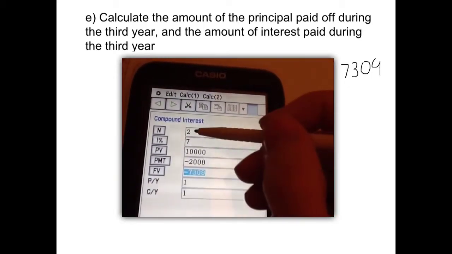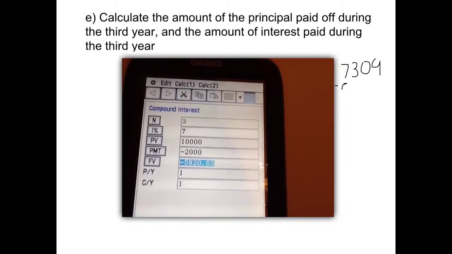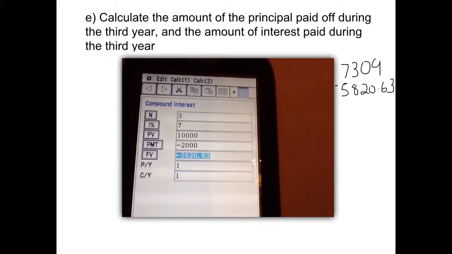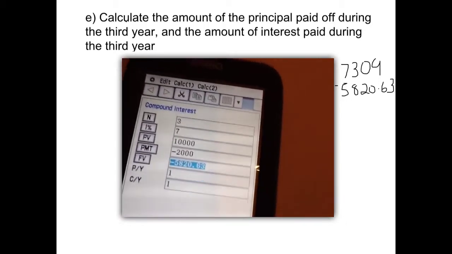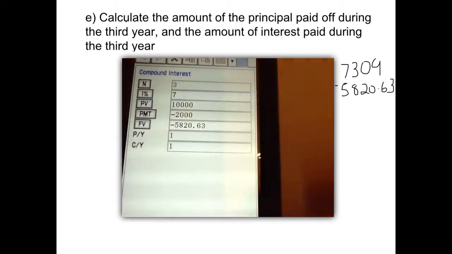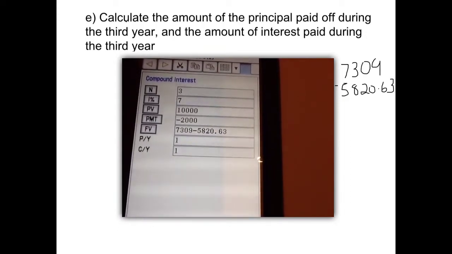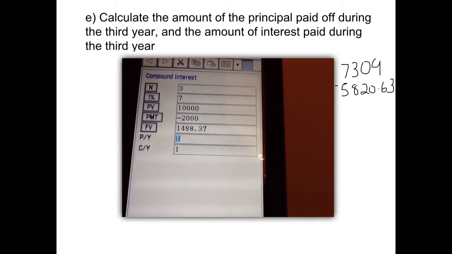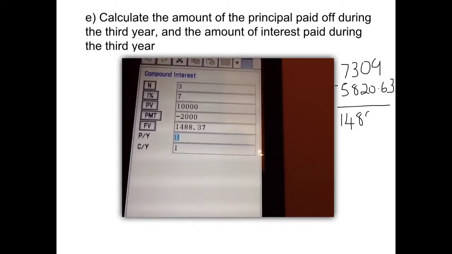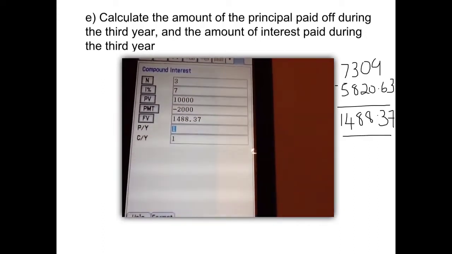Then work out how much is owing at the end of the third year, which is $5,820 and 63 cents. The principal that we've paid off is the difference between them, and we can work that out on our calculators by doing 7,309 take away 5,820 and 63 cents, which comes out to be $1,488.37. So that's how much of the actual loan we have paid off during the third year.